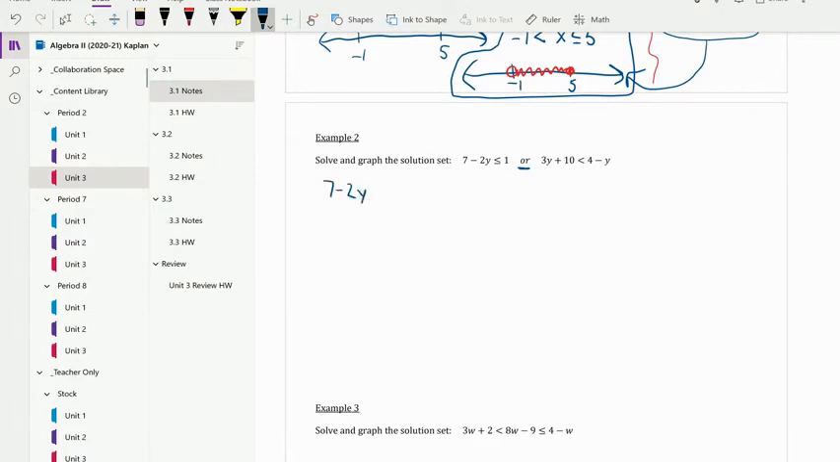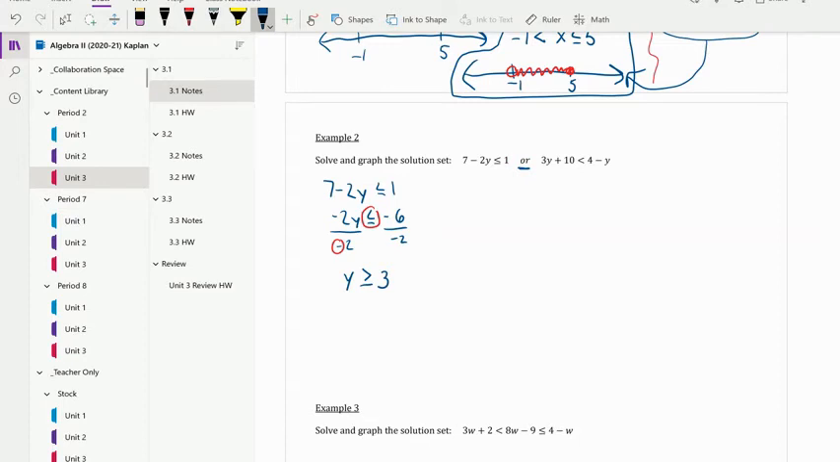We've got 7 minus 2y is less than or equal to 1. So the first thing I'm going to do if I'm trying to isolate my y is subtract the 7. So we get negative 2y is less than or equal to 1 minus 7 is negative 6. And then we're dividing by negative 2. And again, ding, ding, ding: when you divide by a negative or multiply by a negative, you have to flip your inequality sign. This becomes y is greater than or equal to negative 6 divided by 2 is 3.